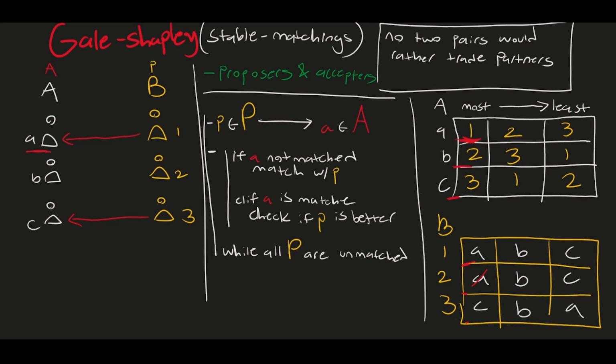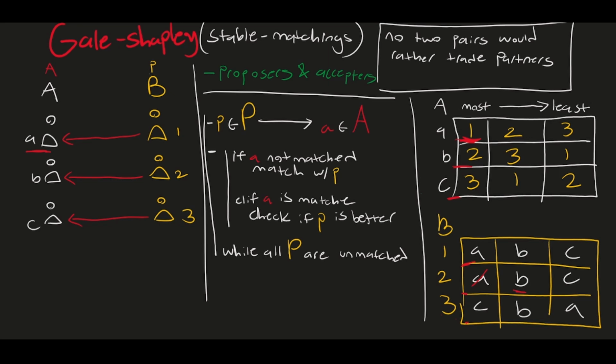Now we're going to loop back up to the top. We check 1. Okay, 1 has a match. Then we go into 2 again. 2 is now going to propose to B. B is unmatched. And now that's the stable matching.